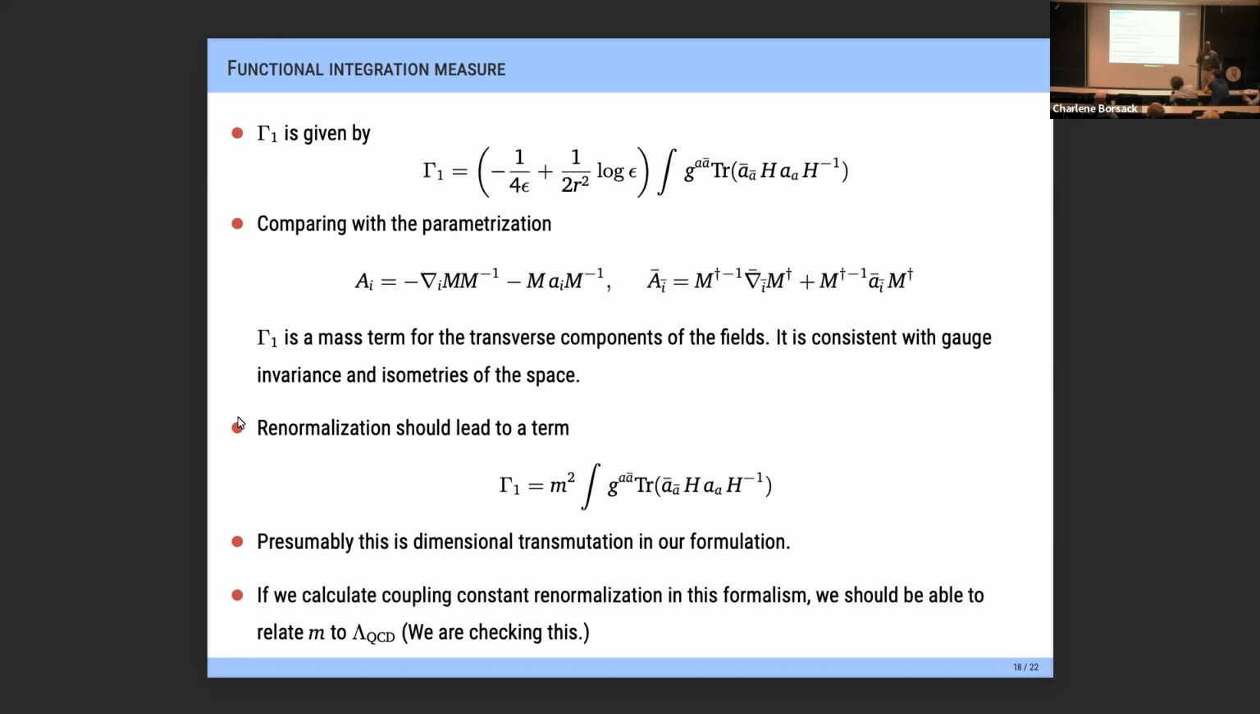But if you're setting up the theory in terms of an invariant functional integration measure, this is probably the place where it would enter. How would we check that? Well, one possibility is, after all, I have done nothing here that is different from what we normally do, except that I have a different parameterization of fields. So one could recalculate coupling constant renormalization in this framework and check that lambda QCD is somehow related to this parameter. That is the thing that we are trying to do now. And I think that is doable. That should be possible. Okay.